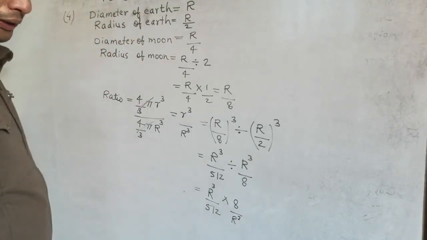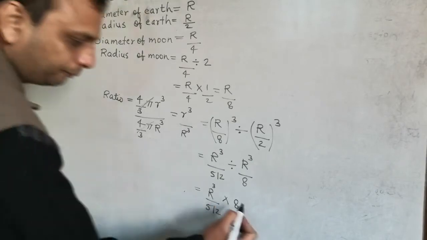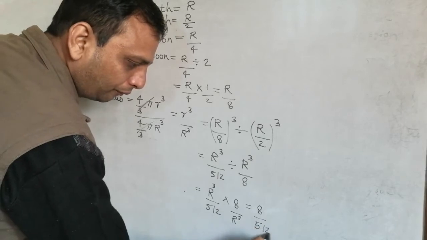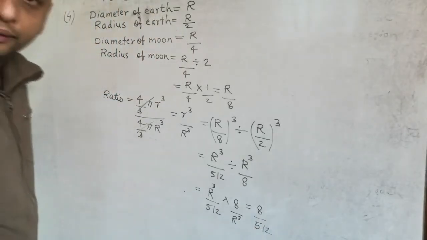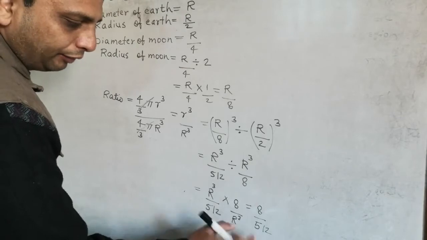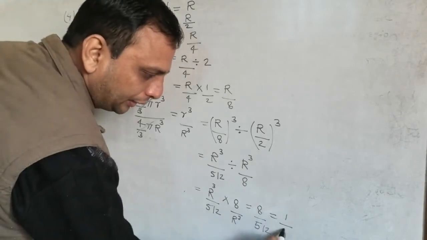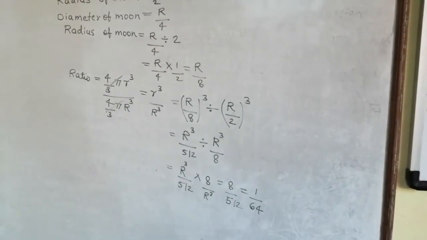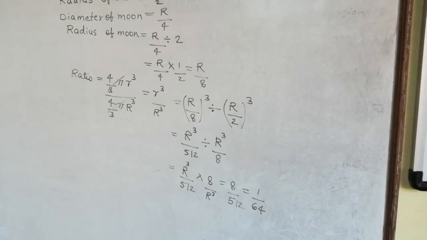R cube will be cancelled. 8 upon 512. Now this 8 will cancel: 8 times 64, in the 8 table, 64 times 8 gives 512. So 1 upon 64 is the answer. So the volume of the moon is 1/64 part of the earth. So this completes question number 4.